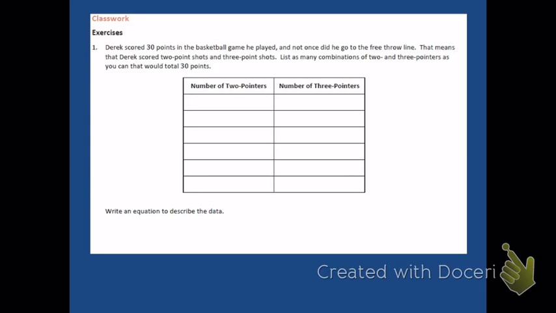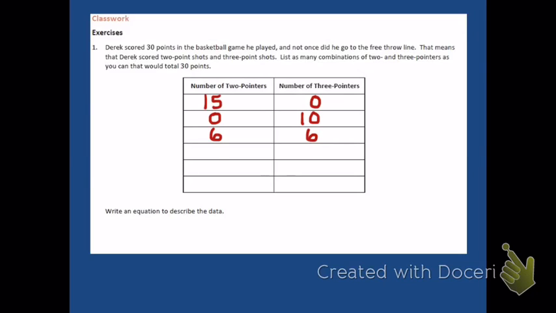Okay, so as I look at this, if I give Derek 15 2-pointers, then that's his 30 points right there, so it would be 0 3-pointers. I can do the same thing for 3-pointers. If I give him 10 3-pointers, that would be 0 2-pointers. Now I'm going to look at some combinations, and maybe some of these are ones that you had. If he gets 6 2-pointers, that's 12 points. That leaves 18 points that he needs, so 6 3-pointers would be the other 18 points.